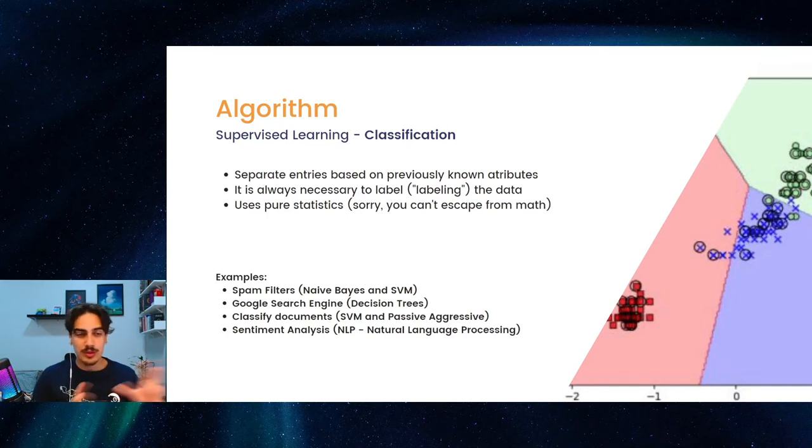I want to bring some examples of daily applications of this classification algorithm, which are, for example, spam filters. The Google search engine uses decision trees to classify the URLs that you search for, classifying documents, which is our case, and sentiment analysis, for example, taking a bunch of tweets and analyzing if a tweet is happy or angry, and more.